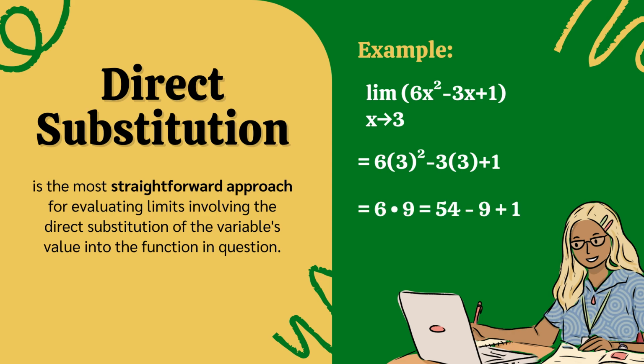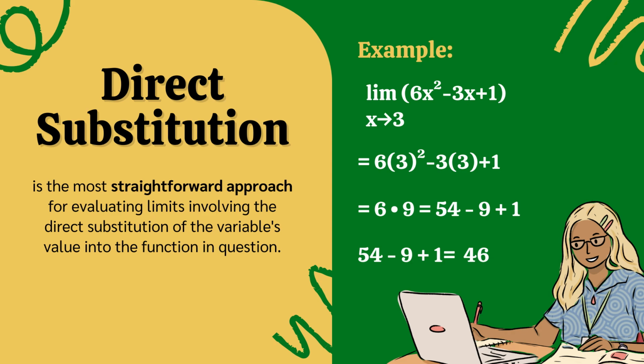Bring down the 6, then multiply it by 3 raised to 2. Next, multiply 3 by 3 and copy the remaining term 1. After performing the multiplications, we have 54 minus 9 plus 1. And finally, combine the terms: subtract 9 from 54, then add 1. So therefore, the limit of the function as x approaches 3 is 46.